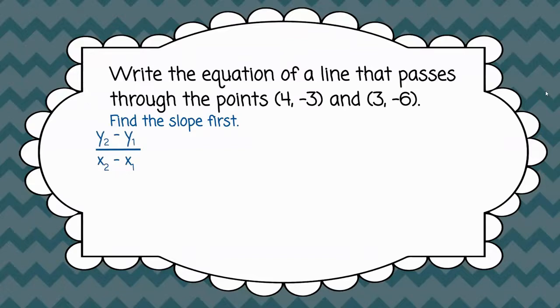I want you to think of that y2 as the second y-coordinate. And I want you to think of that y1 as the first y-coordinate. So that is the y-coordinate in the second point and the y-coordinate in the first point. We're simply going to subtract those.